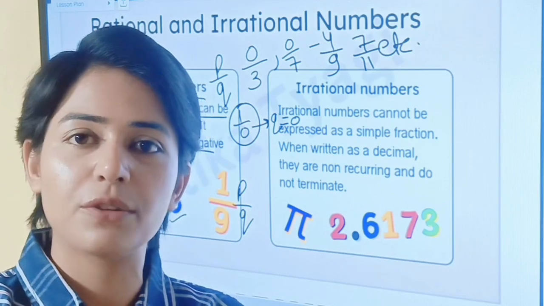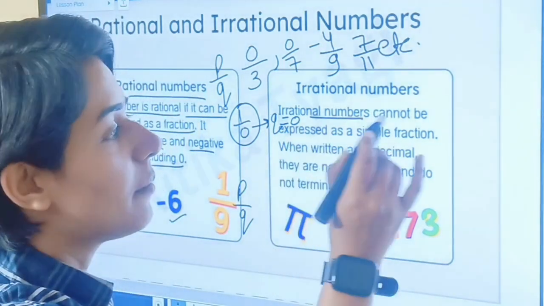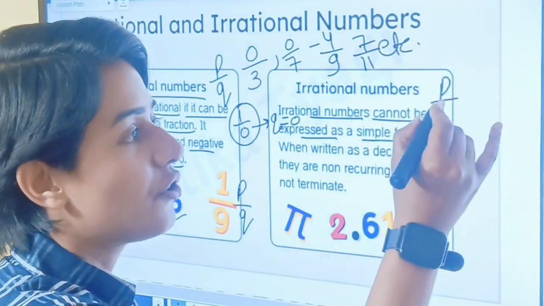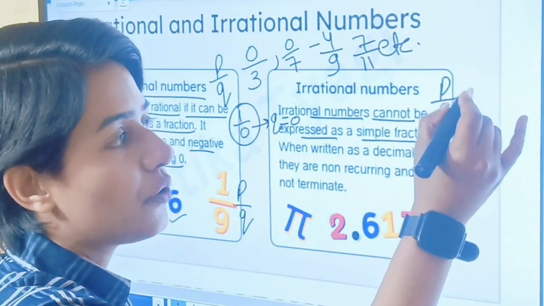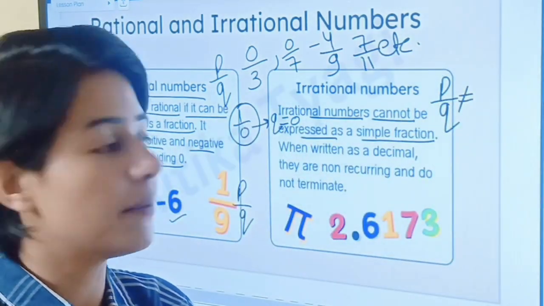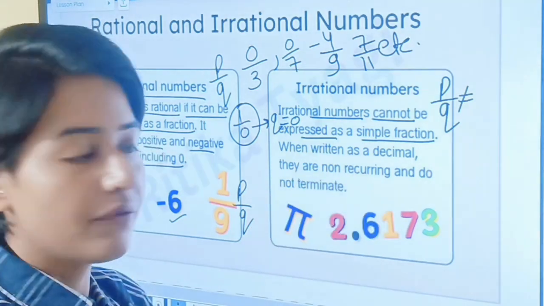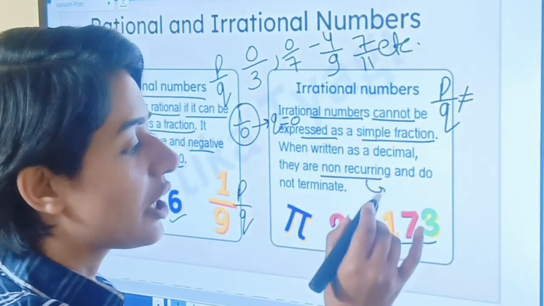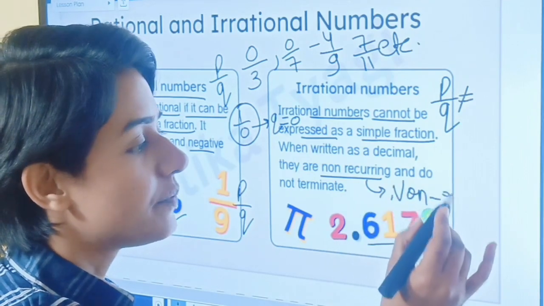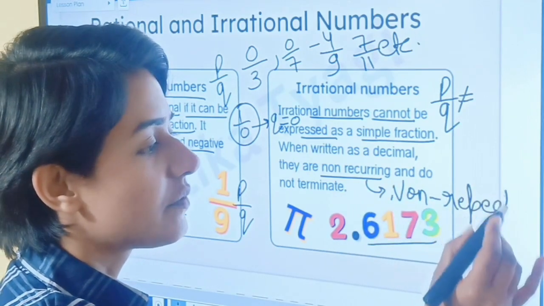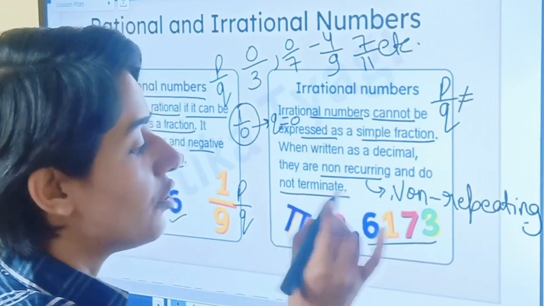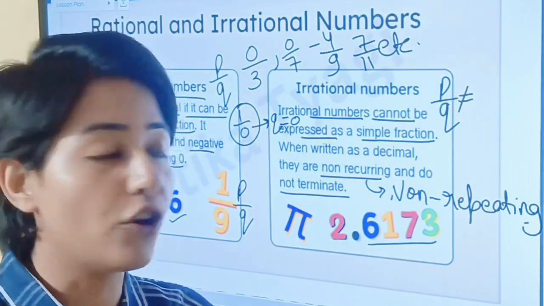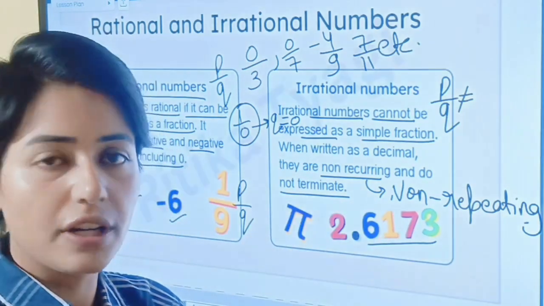We are discussing irrational numbers. Irrational numbers cannot be expressed as a simple fraction. Means the numbers which cannot be expressed in p by q form are irrational numbers. When we write them in decimal form, the numbers are non-recurring. Non-recurring means non-repeating and non-terminating. There are two conditions for representing an irrational number in decimal form, that is, non-repeating and non-terminating.